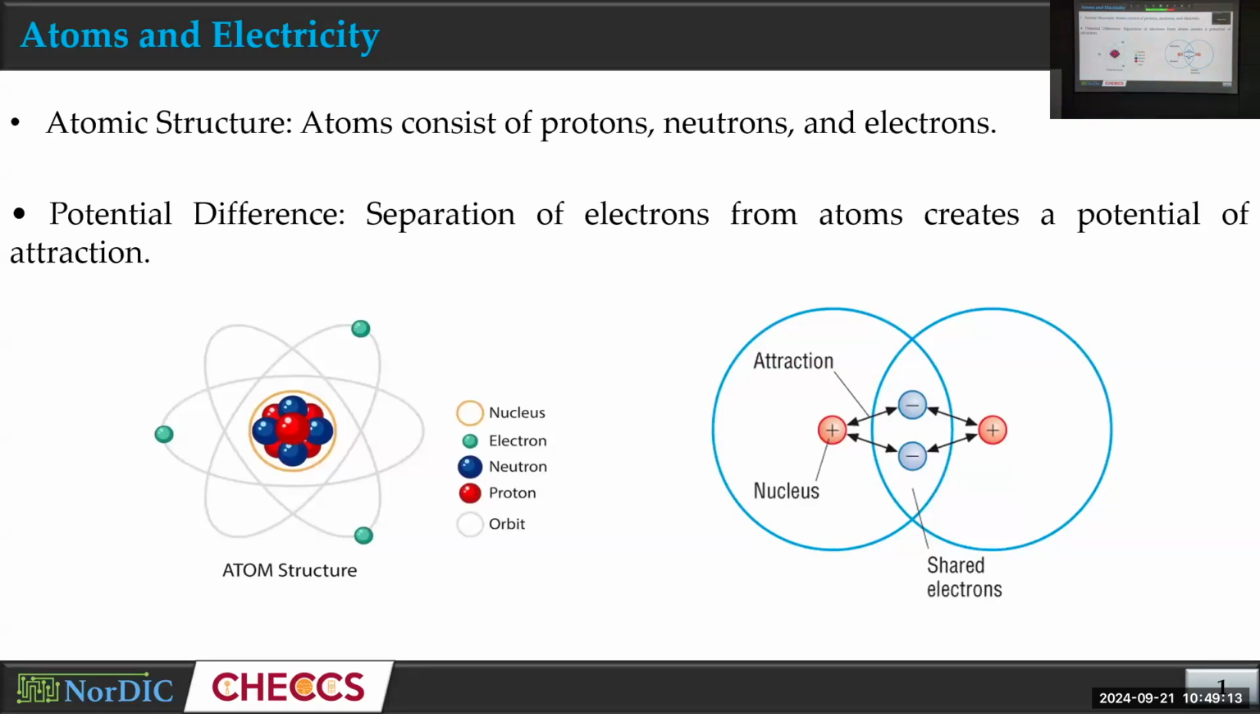Let me begin by throwing a question. How many of you know the basic structure of atoms? How many of you have heard about electrons, protons, and neutrons? I think most of you have heard about it. As we all know, in an atom there is a nucleus in the center. Inside the nucleus there are neutrons and protons. The protons have a positive charge, and the neutrons are basically neutral.